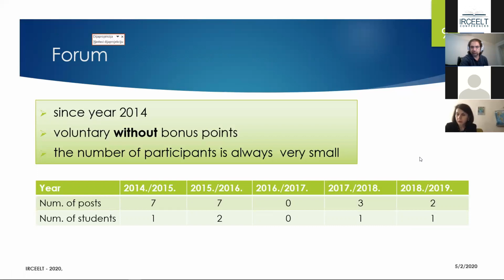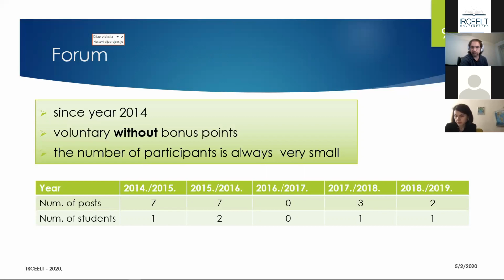I used another activity since 2014. This was a forum, also used in Moodle. This was an asynchronous open forum, used in the middle of the first semester, and the participation in this activity also was voluntary, but without any bonus points.